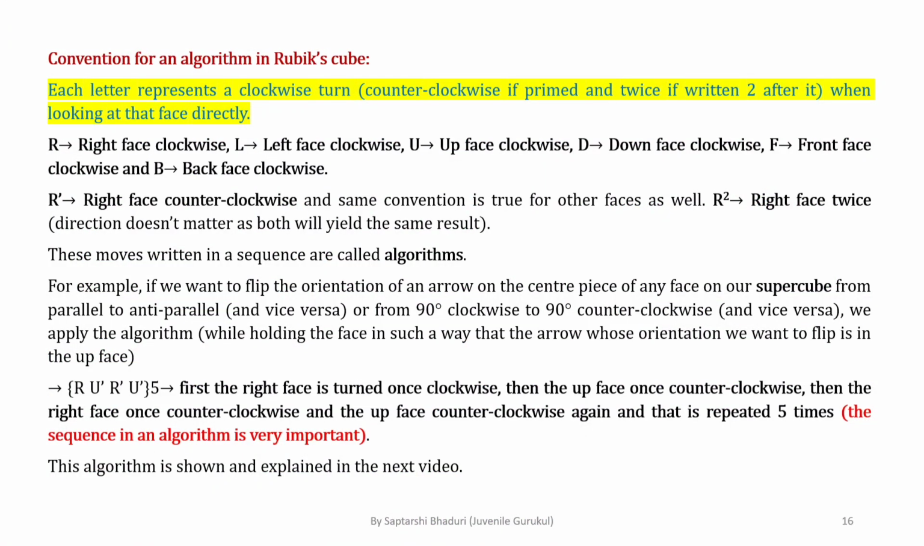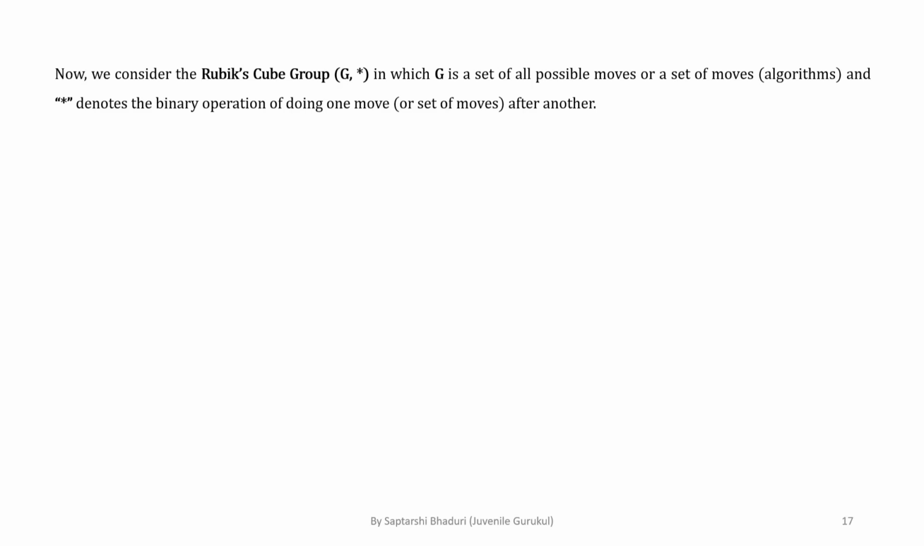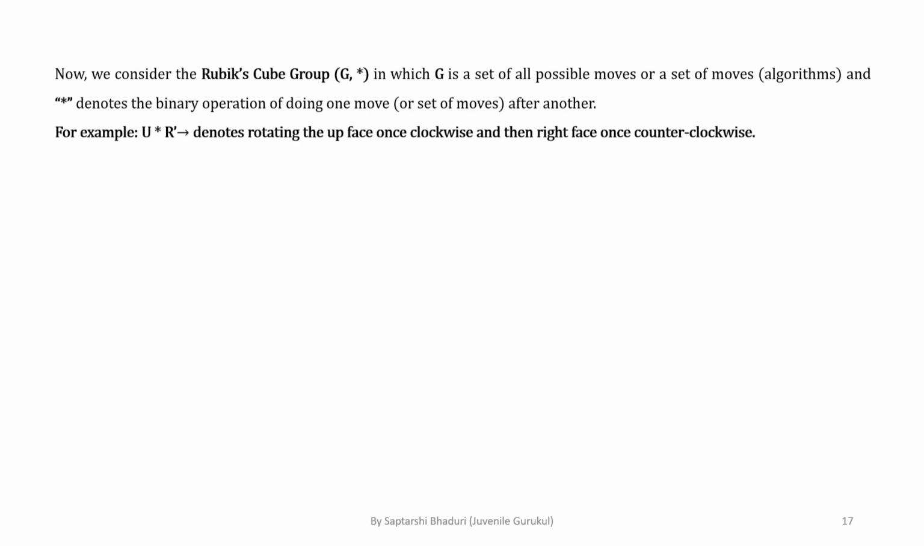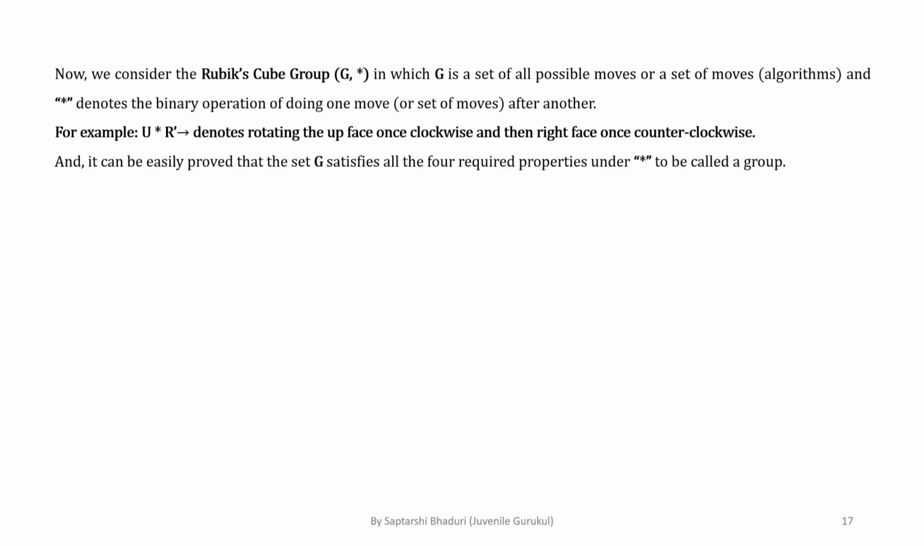I hope you understood the algorithms shown in the hands-on Rubik's cube video. Now we move on to the next part of our lecture. Now we consider the Rubik's cube group (G, star), in which G is a set of all possible moves or a set of moves which are called algorithms, and the star denotes the binary operation of doing one move or set of moves one after another. For example, U star R prime denotes rotating the up face once clockwise and the right face once counterclockwise.